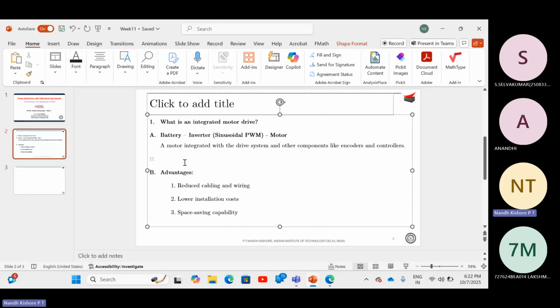So the questions over here are something like MCQ type. The question was, which of the following is not an advantage of integrated motor drives? There are four options. The answer that is not an advantage is something like it doesn't have good performance in harsh environments and so on.